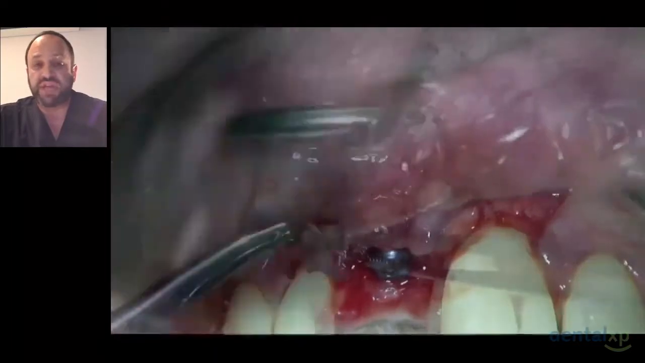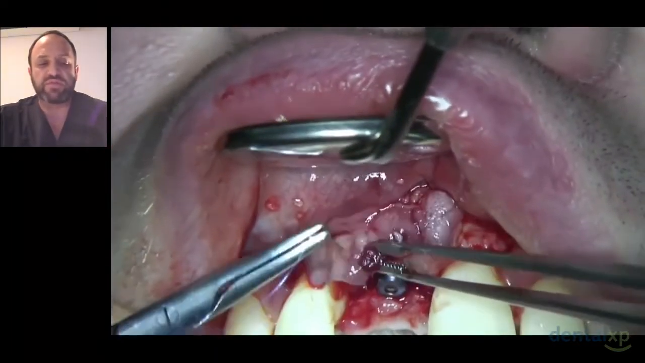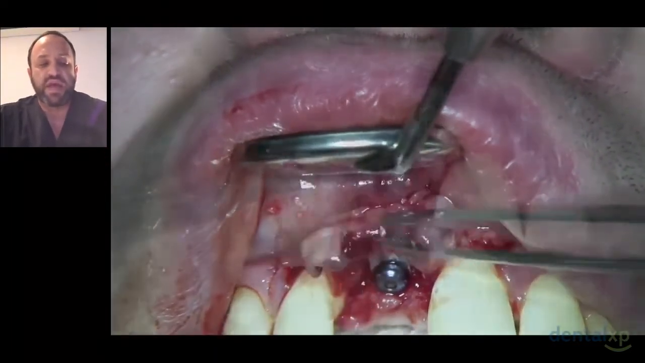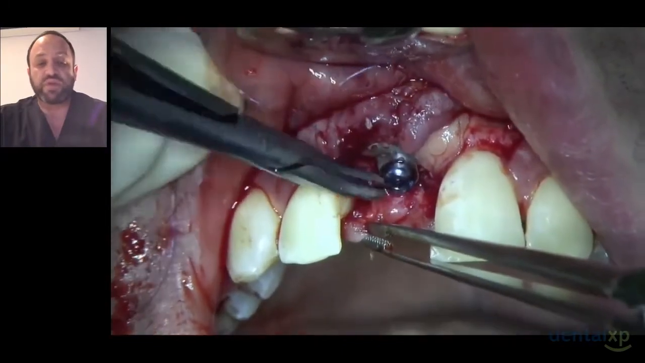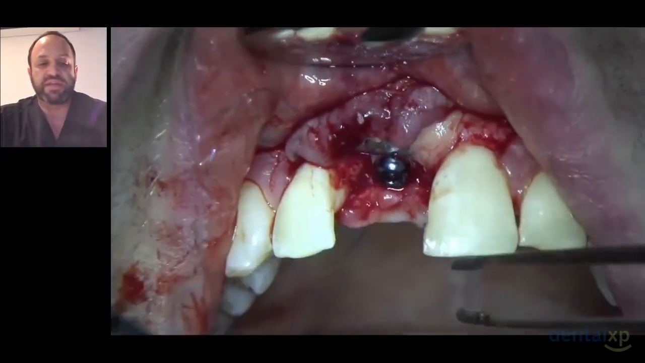You can also, there's different types of membranes. There's a whole number of different types, which gives you different widths, different heights, and also allows you to do vertical as well as horizontal augmentation with this technique.